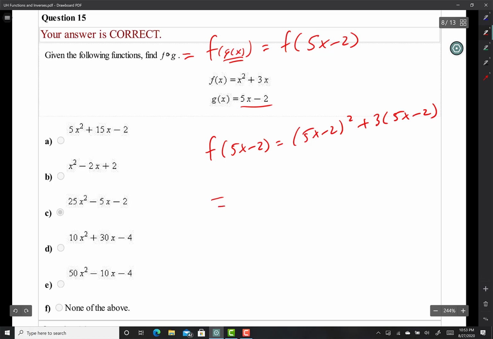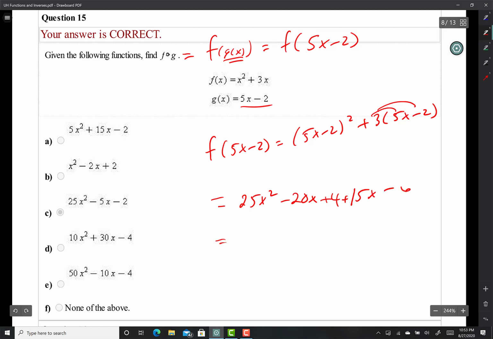This almost feels like it's the exact one from the notes, maybe, right? 5x times 5x, that's 25x squared. 5x times negative 2, that's negative 10x. We're going to have two of those, so minus 20x. And then negative 2 times negative 2 is a positive 4. And then you just distribute. 3 times 5 is 15x, so plus 15x. And then 3 times negative 2 is negative 6.